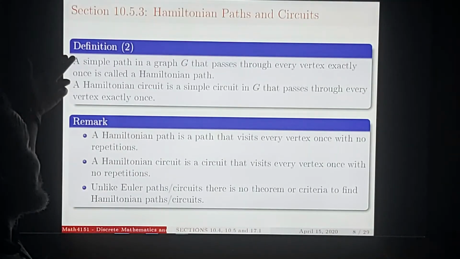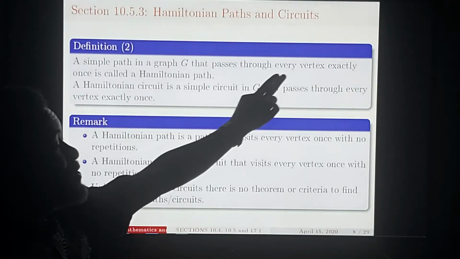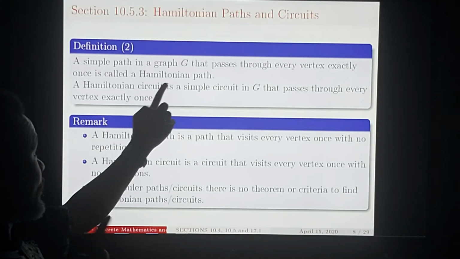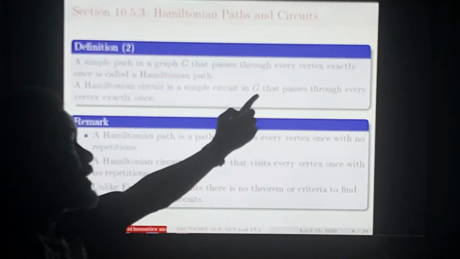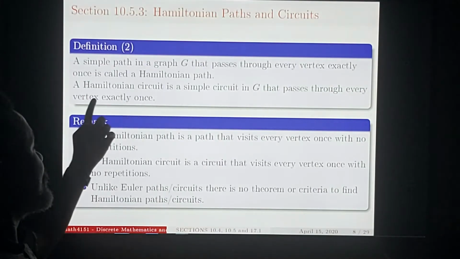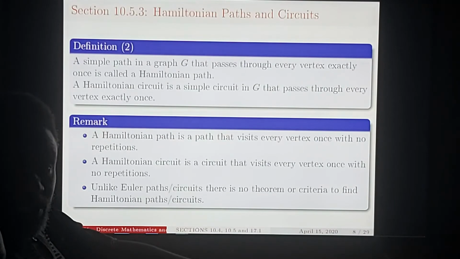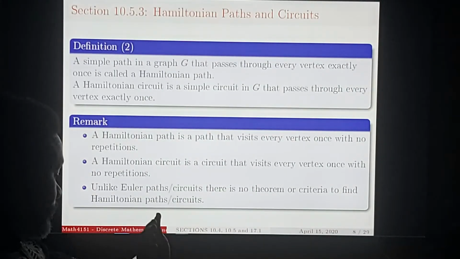So the definition says a simple path in a graph G that passes through every vertex exactly once is called a Hamiltonian path. A Hamiltonian circuit is a simple circuit in the graph that passes through every vertex exactly once. So what we've just done previously was about edges, this one is now about vertices. Now some remarks here.